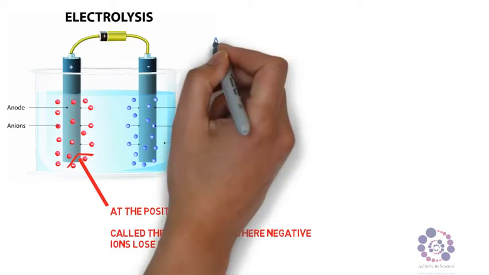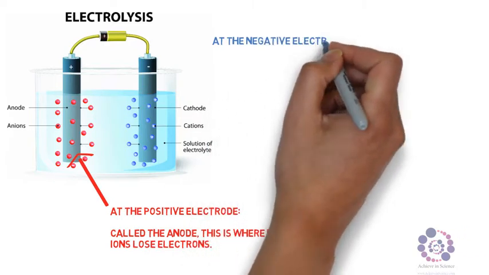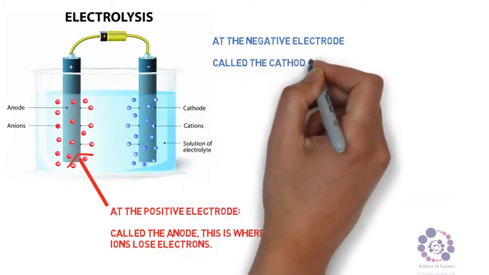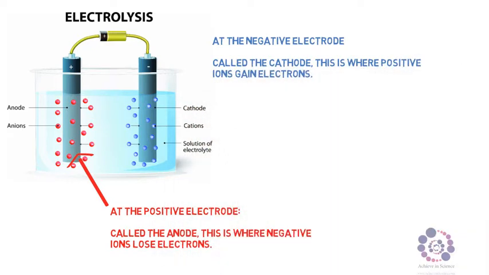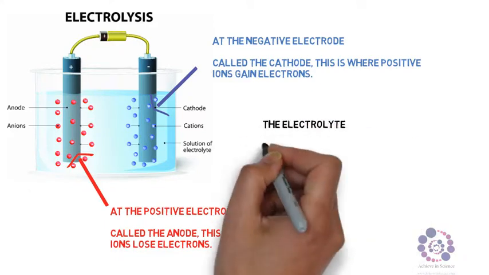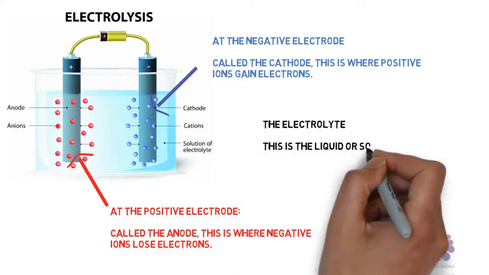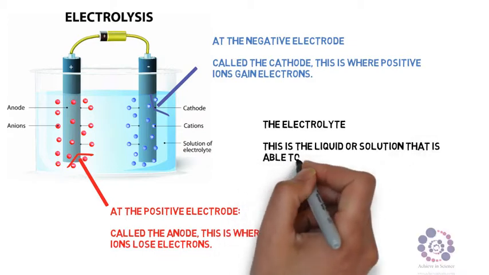At the negative electrode, which is called the cathode, this is where positive ions gain electrons, again remembering that electrons are negatively charged. And then finally, the last part is the electrolyte. This is the liquid or solution that is able to conduct electricity.